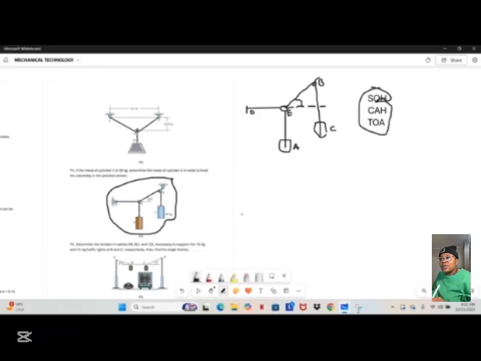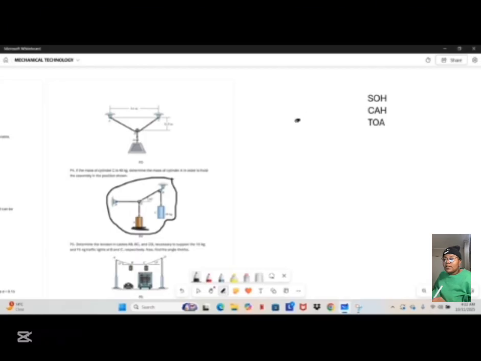Okay, let's draw the free body diagram of A. It's gonna be like this. Let's just draw it. This is A, its weight, and this is AE. We're gonna name it AE. Okay, then we have our second free body diagram.